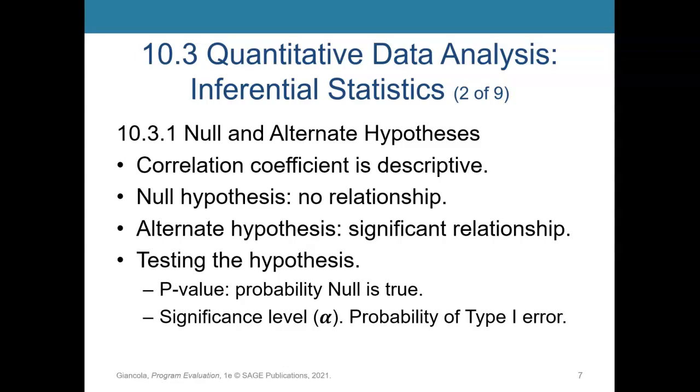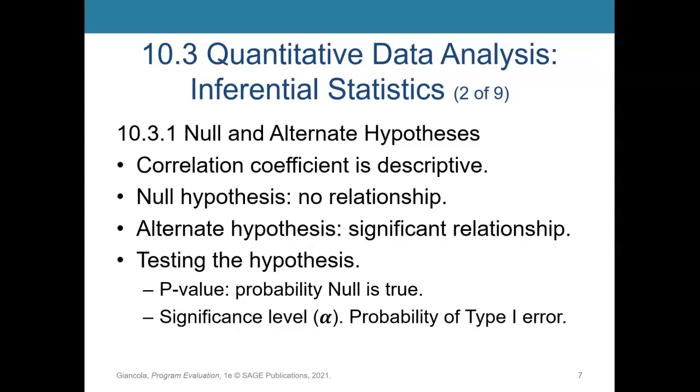And typically, if we're looking at the relationship between our program and one of our goals or our desired outcomes, we'd like for our p-value to be pretty small. We want there to be a low probability that there's no relationship between our program and the outcome that we're looking for. But we'll set a significance level, or an alpha, that tells us the probability of what's called a type 1 error. A type 1 error is what happens when you reject your null hypothesis, but actually it was true.